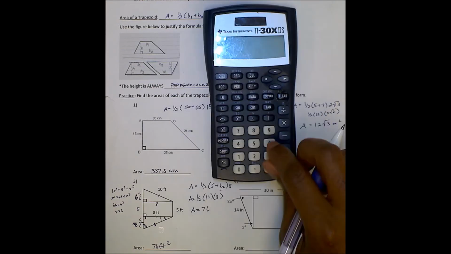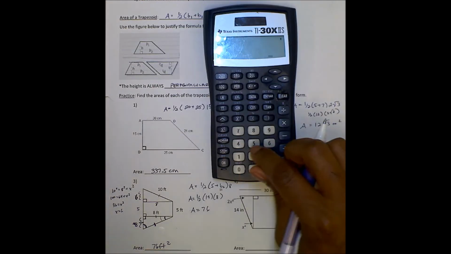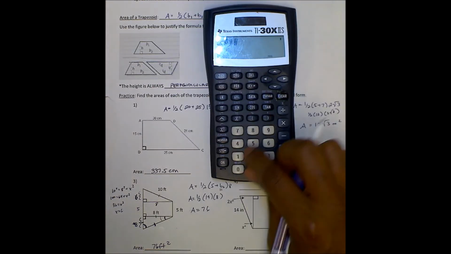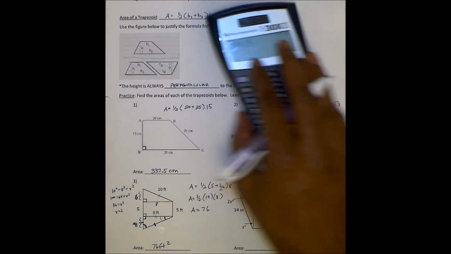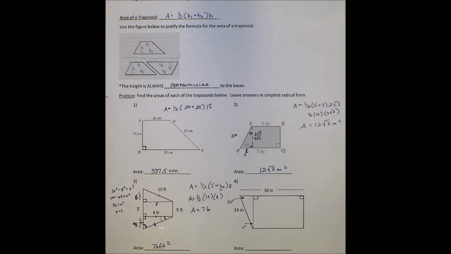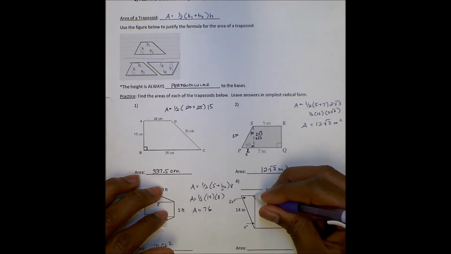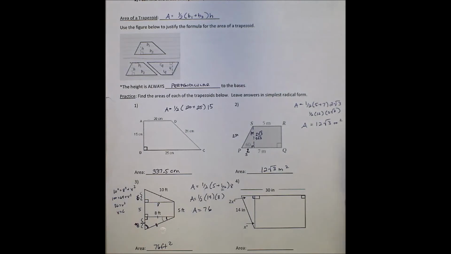76 feet squared. Make sure none of my math was wrong. 4 times 19, 76. Cool. Alright, finally, for this trapezoid, I have a right angle here. I'm going to give you this angle. I'm going to let you figure out the rest of this after we do that.